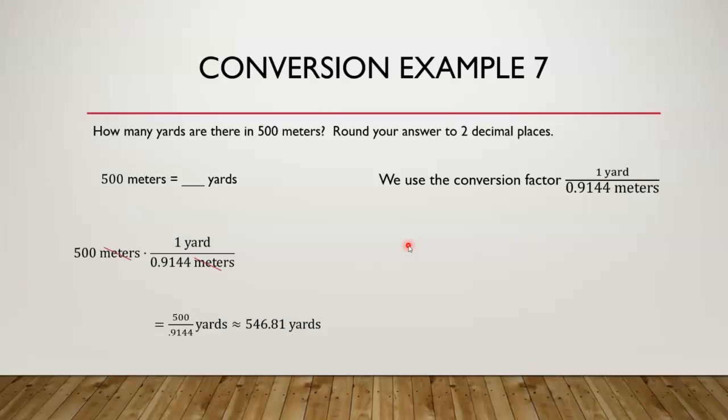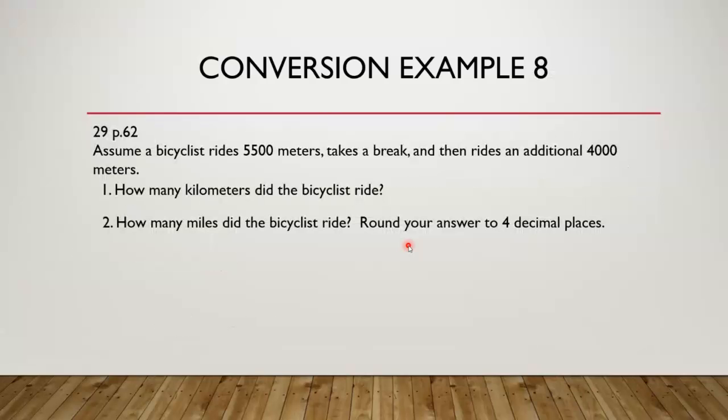Okay. Here's another one. This one's a little more involved, but it's not terrible. So here, this is a problem from the textbook. So we want to know, given this information, you have someone riding a bicycle, they ride 5,500 meters, they take a break, and then they ride another 4,000 meters. First, we want to know how many kilometers did the bicyclist ride? And then we want to know how many miles they rode. So it's basically two conversions happening here.